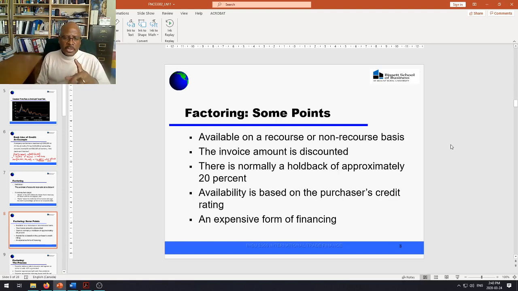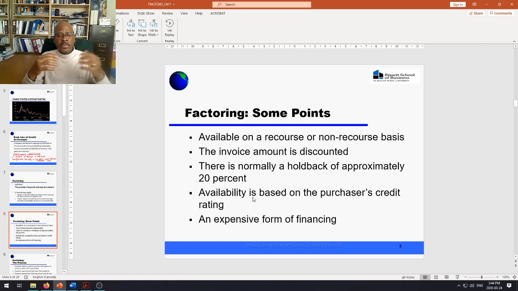Now here's the main advantage of factoring, and that is that factoring is actually based on the creditworthiness of your trading partner, of the importer. So if you are an exporter and your credit history, your creditworthiness is a little bit shaky, and because of that you're finding it difficult to get a line of credit, well, once you establish a trading partner in another country that has a solid credit rating, then it doesn't matter what your credit rating is. The factor will provide financing based on the creditworthiness of your trading partner.